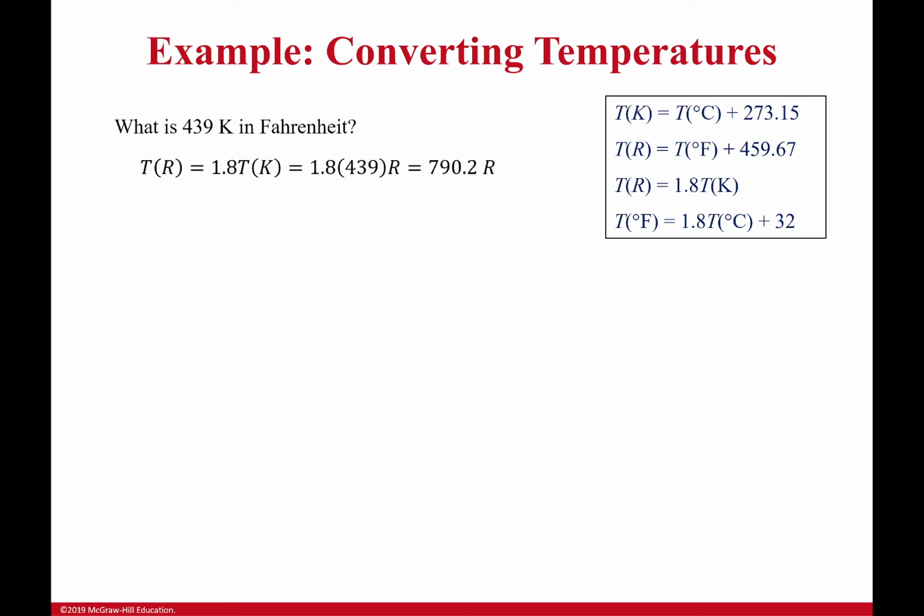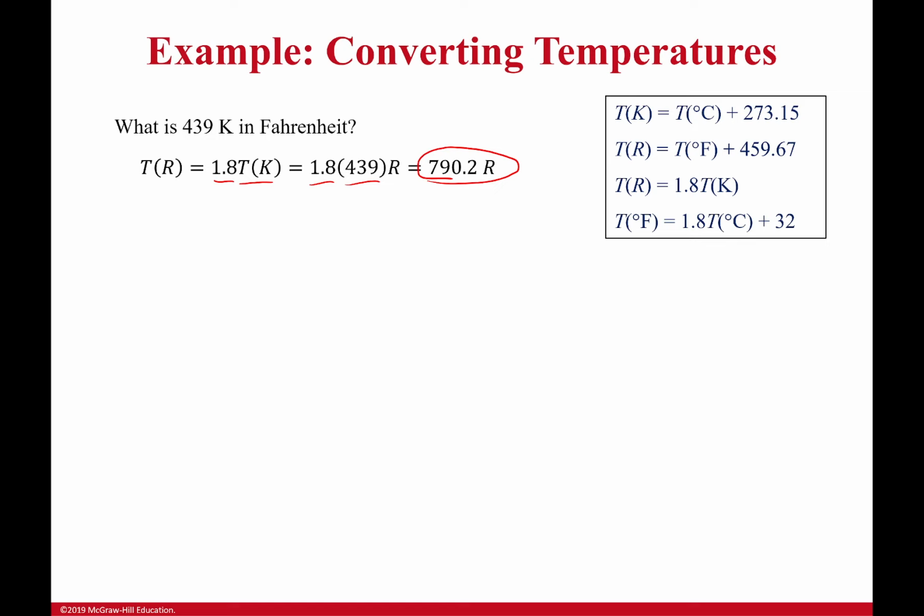So first off, I'm going to convert from Kelvin to Rankine. As a note, Rankine is always a bigger number than Kelvin because Rankine are smaller steps than Kelvin. It takes more of them to do it. So my temperature in Rankine is 1.8 times my temperature in Kelvin. So 1.8 times 439 is 790.2 Rankine.